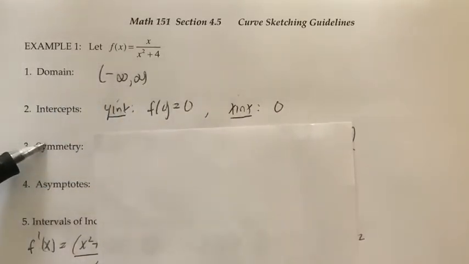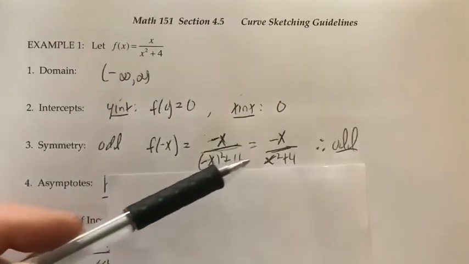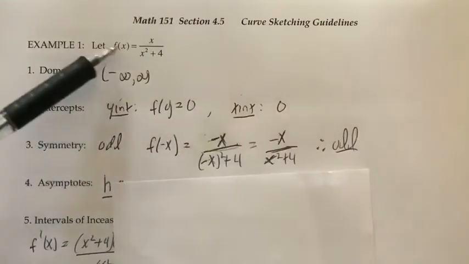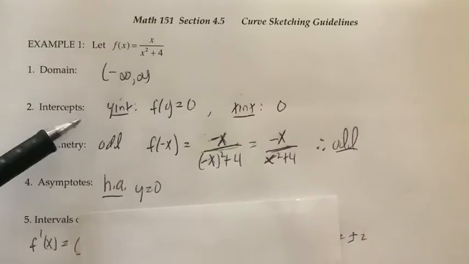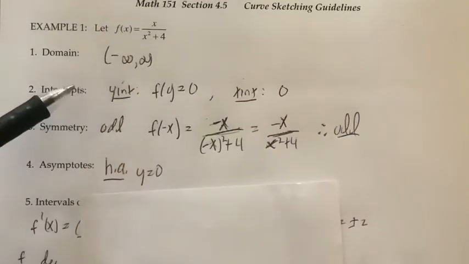Symmetry. Now, is it even, odd, neither? Is it periodic? You'll notice that f of negative x equals negative f of x. I should have said that f of negative x equals negative f of x. Therefore, it's odd, right? Good. Horizontal asymptote: y equals 0 because the denominator has bigger degree than the numerator.